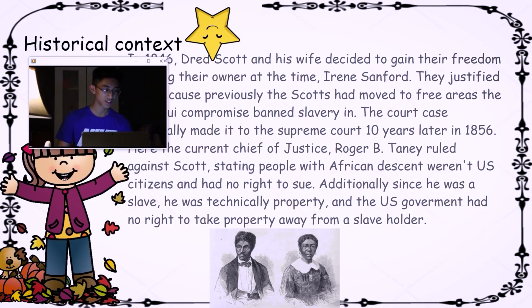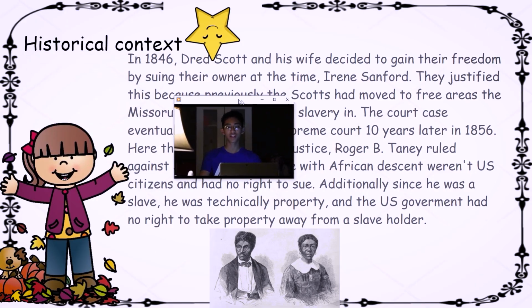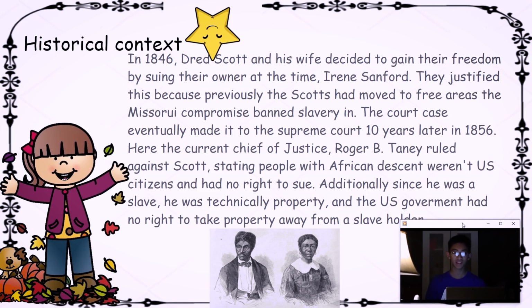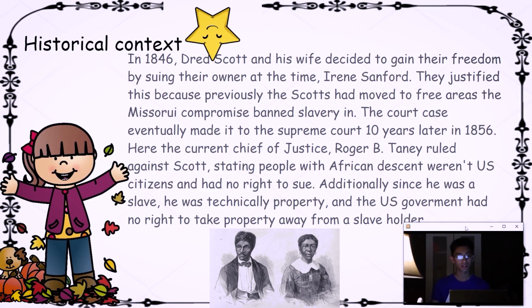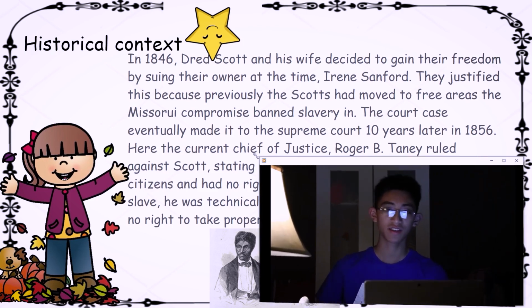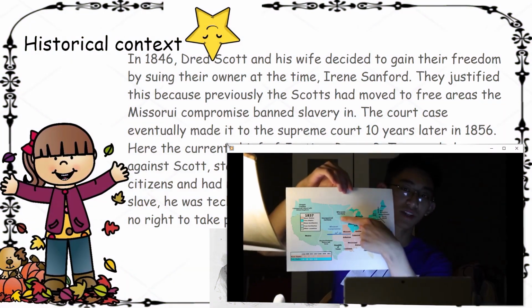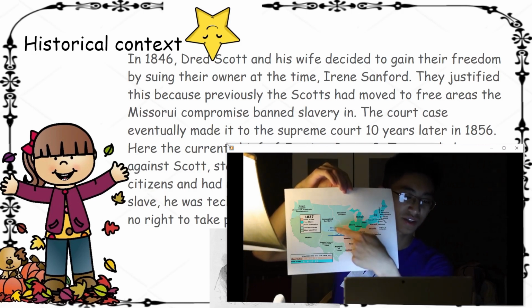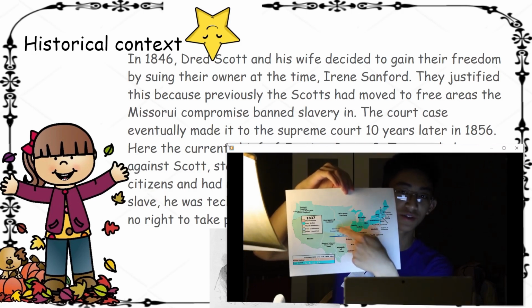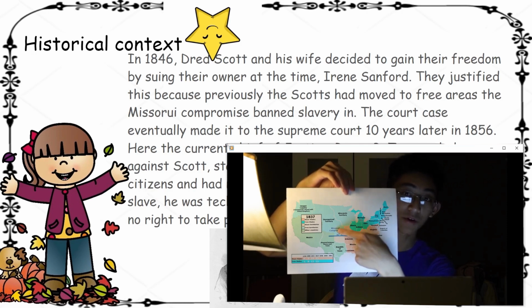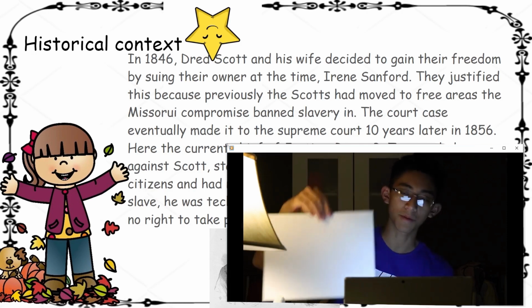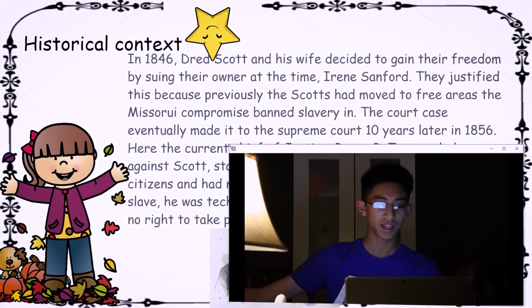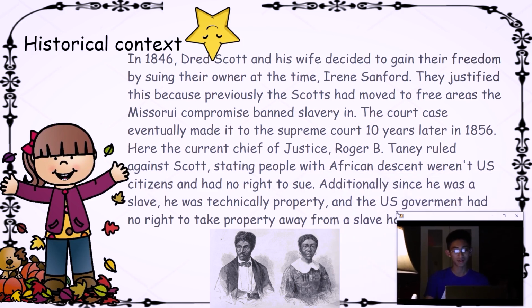So, historical context. In 1846, Dred Scott and his wife decided to gain their freedom by suing their owner at the time, which was Irene Sanford. And they justified this because previously the Scotts had lived in Wisconsin and Illinois, which were free territories. Point being, they thought they would be free.